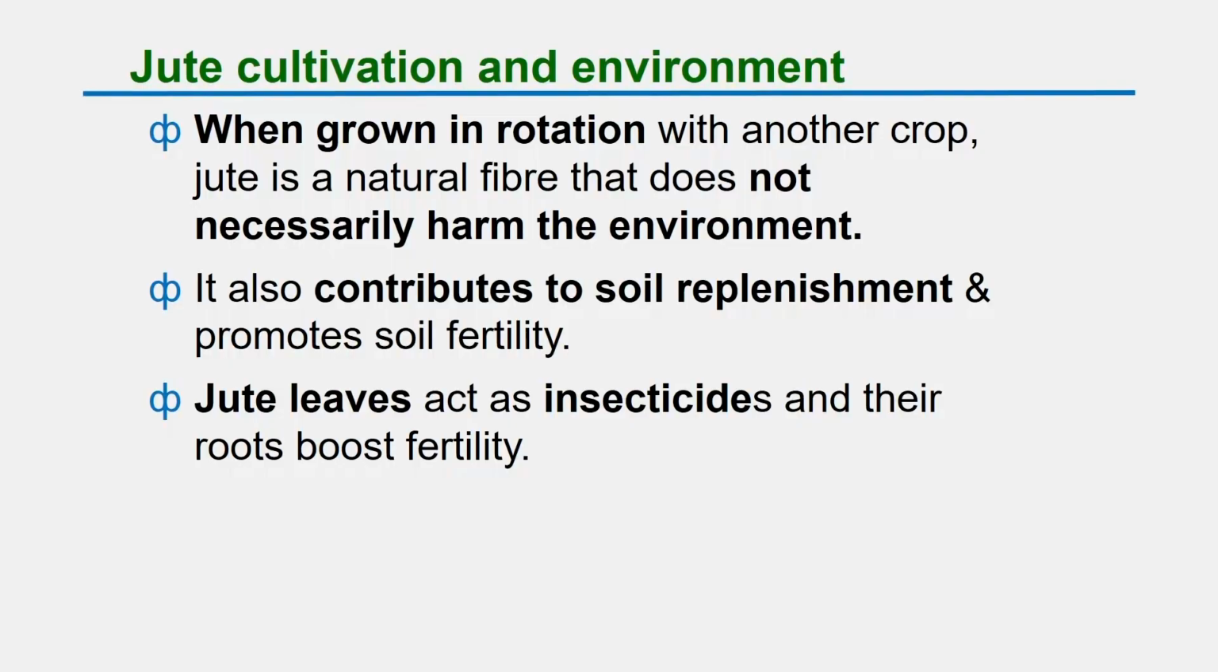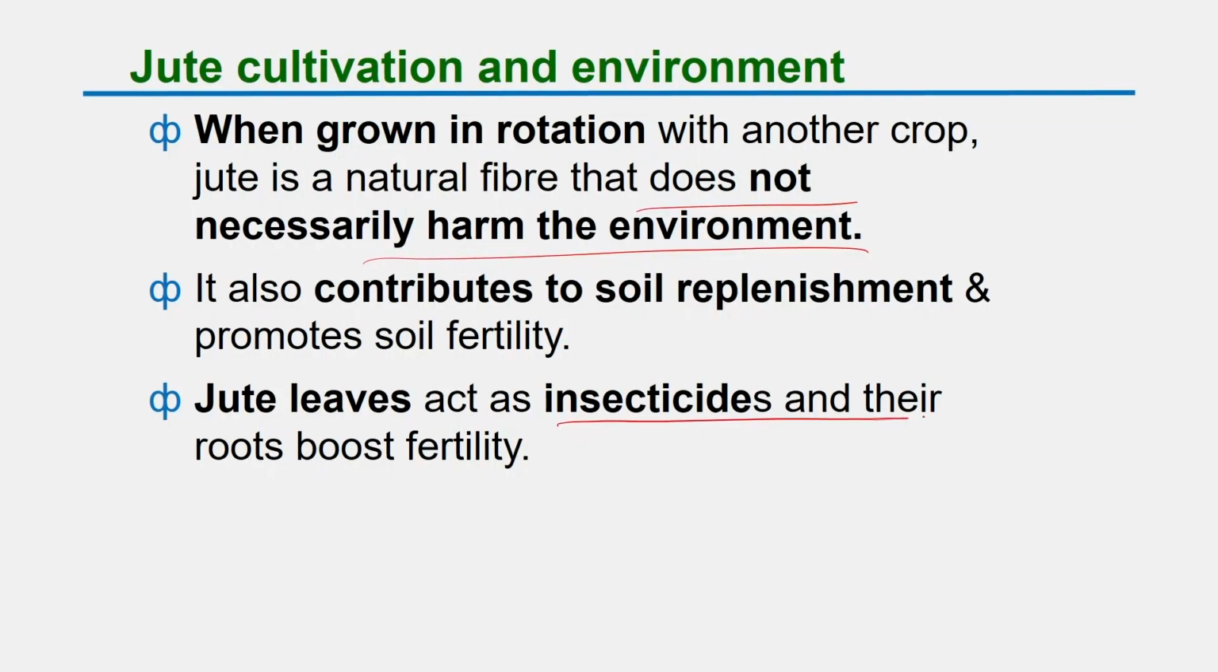When grown in rotation with another crop, jute is a natural fiber that does not necessarily harm the environment. It also contributes to soil replenishment and promotes soil fertility, mainly because of high biomass production. Significant quantities of dry matter are there in the roots, and there may be certain leaf fall also onto the soil, and it is really conserving, harvesting atmospheric carbon dioxide into its leaves, and then some root exudates are also there which can add carbon to the soil. So jute leaves also act as insecticide, and their roots boost fertility.